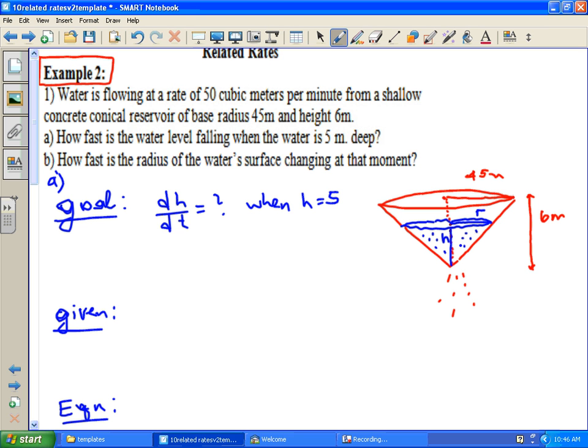Okay, what's given? What is that 50 cubic meters per minute? You know what? The units are very important in telling you what this says. Cubic meters is the unit for what usually? Volume, exactly. So this is the change of volume then. How would you write it as a derivative? dV/dt. But is it going to be positive or negative?